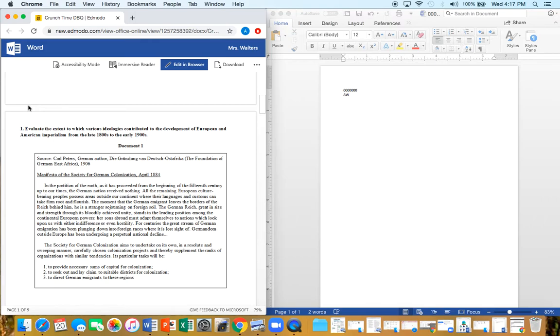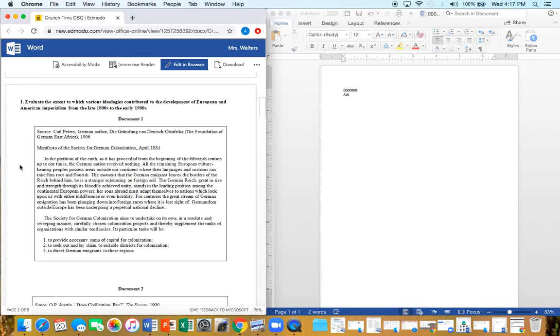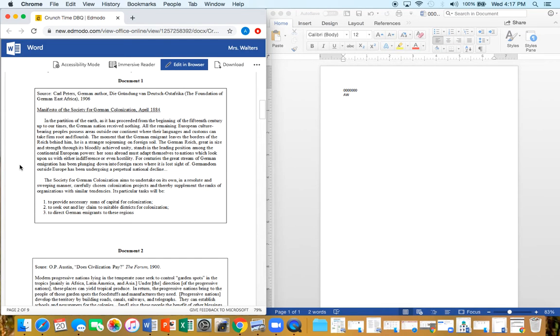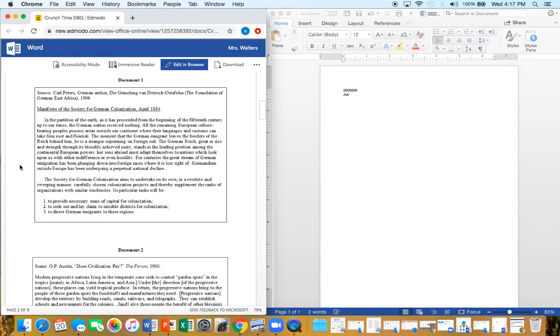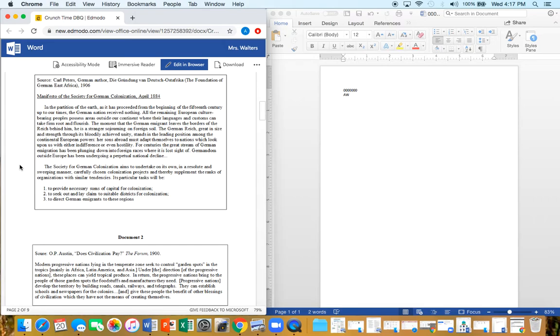Okay, so I'm going to start with the documents. It's kind of long. Document 1, Karl Peters, a German author. What the heck? Die Gründung von Deutsch Ostafrika, the Foundation of German East Africa, 1906. Manifesto of the Society for German Colonization, April 1884.